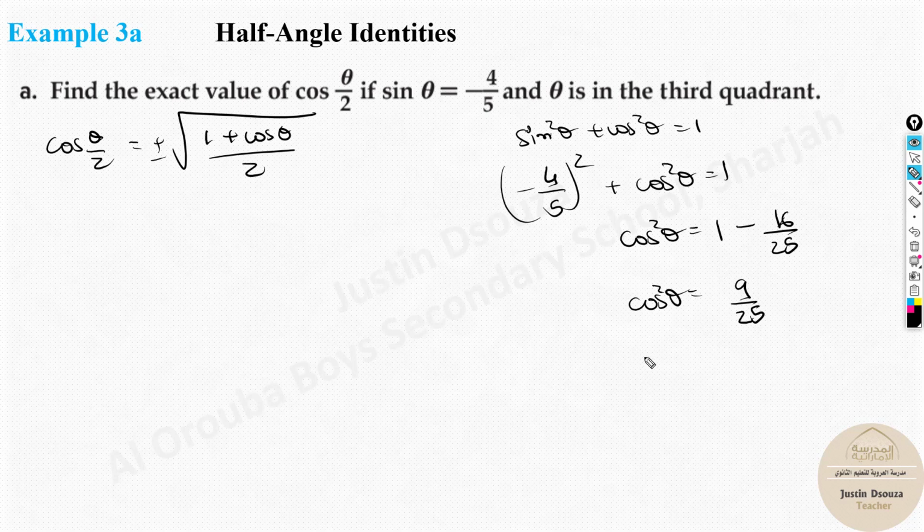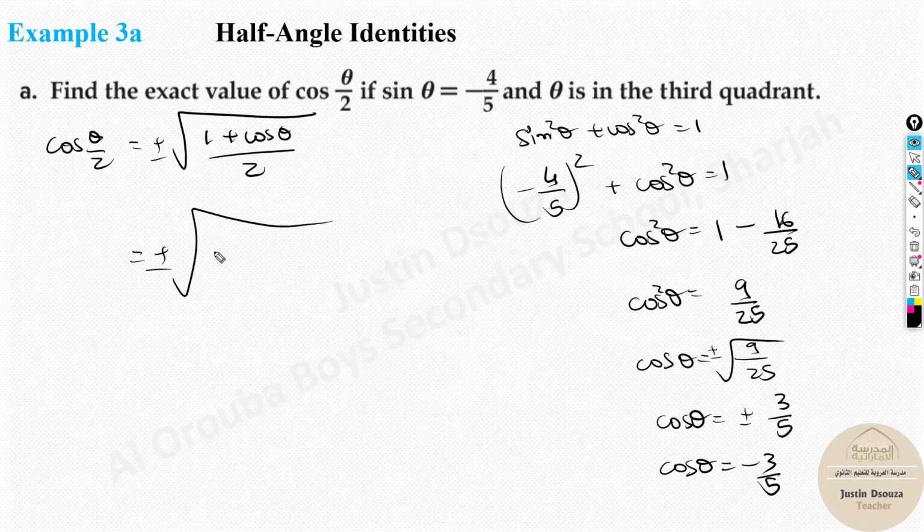And now take the square root. So cos theta is plus or minus the square root of 9 by 25. Both are perfect squares, so we have plus or minus 3 by 5. Now, since it's in the third quadrant, cos theta must be negative 3 by 5. So that is the answer, negative 3 by 5. Now you just substitute back over here. So it is plus or minus the root of (1 plus negative 3/5) divided by 2.